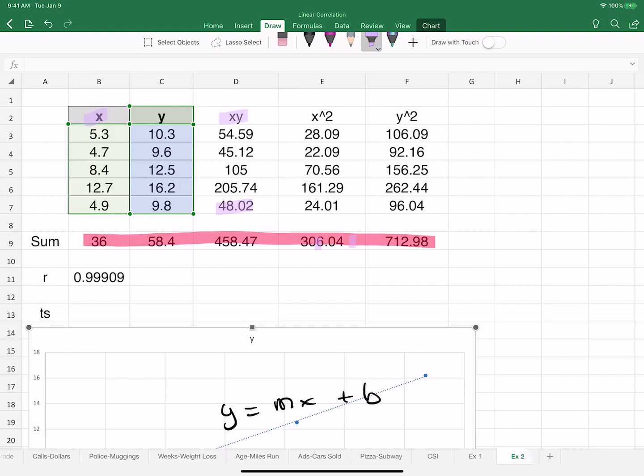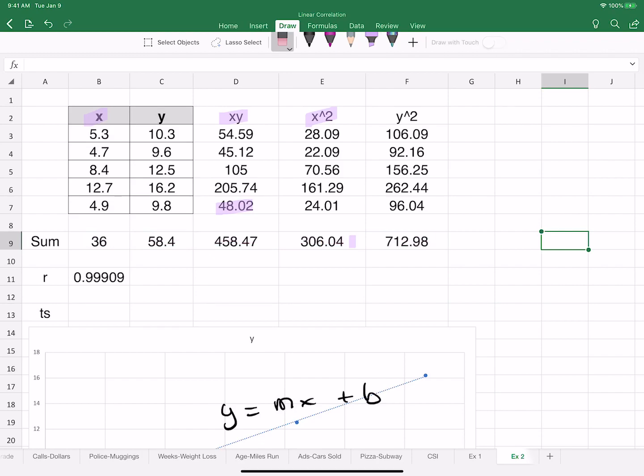Okay, I want somebody to write down for me. Write down some xy. Okay, it's 458.47. Write down some x. It's 36. Write down some y. It's what? 58.4. Now, write down some x squared. Write this one down. And what's the value there? 306.04.